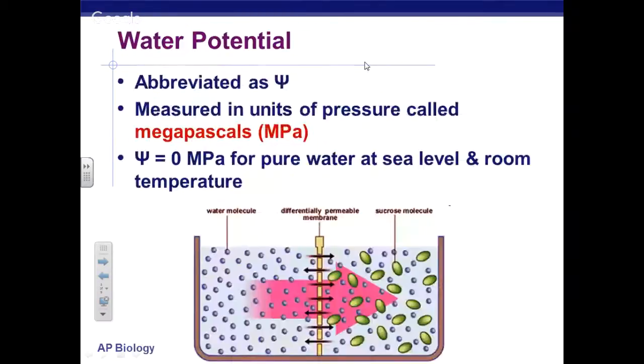Water potential is abbreviated as psi. Psi looks like a trident, sort of. Okay, it's measured in megapascals. And we say that the water potential for pure or distilled water, that means there's no solutes at all, at like regular room temperature and pressure, is 0. Distilled water, room temperature, and like sea level pressure would be 0. So that would be in the picture here, the situation on the left.